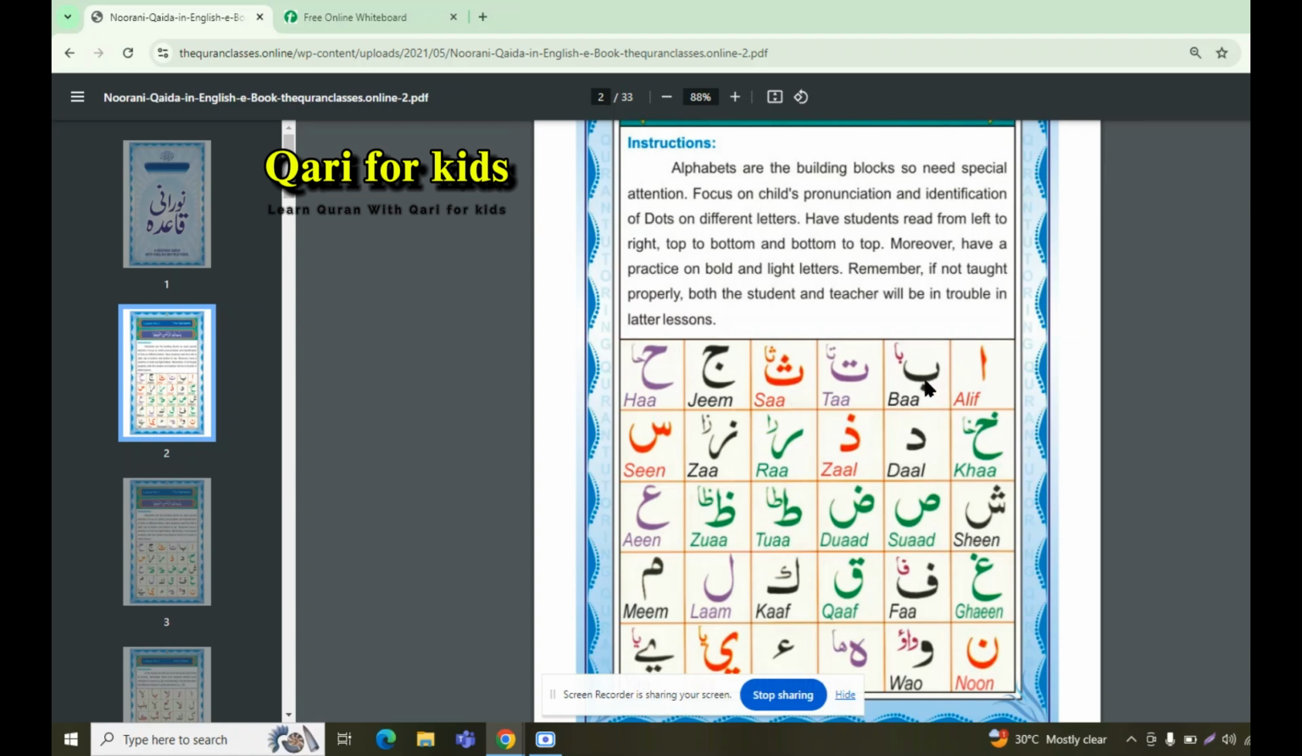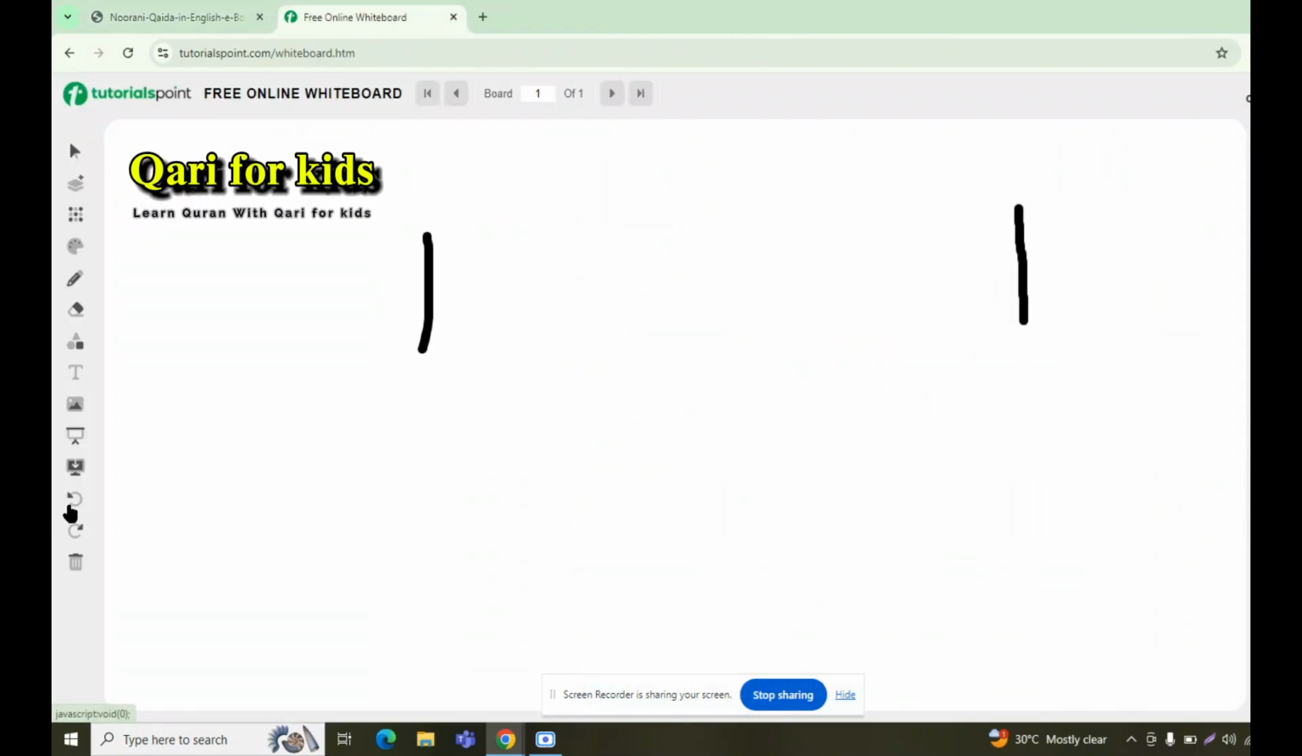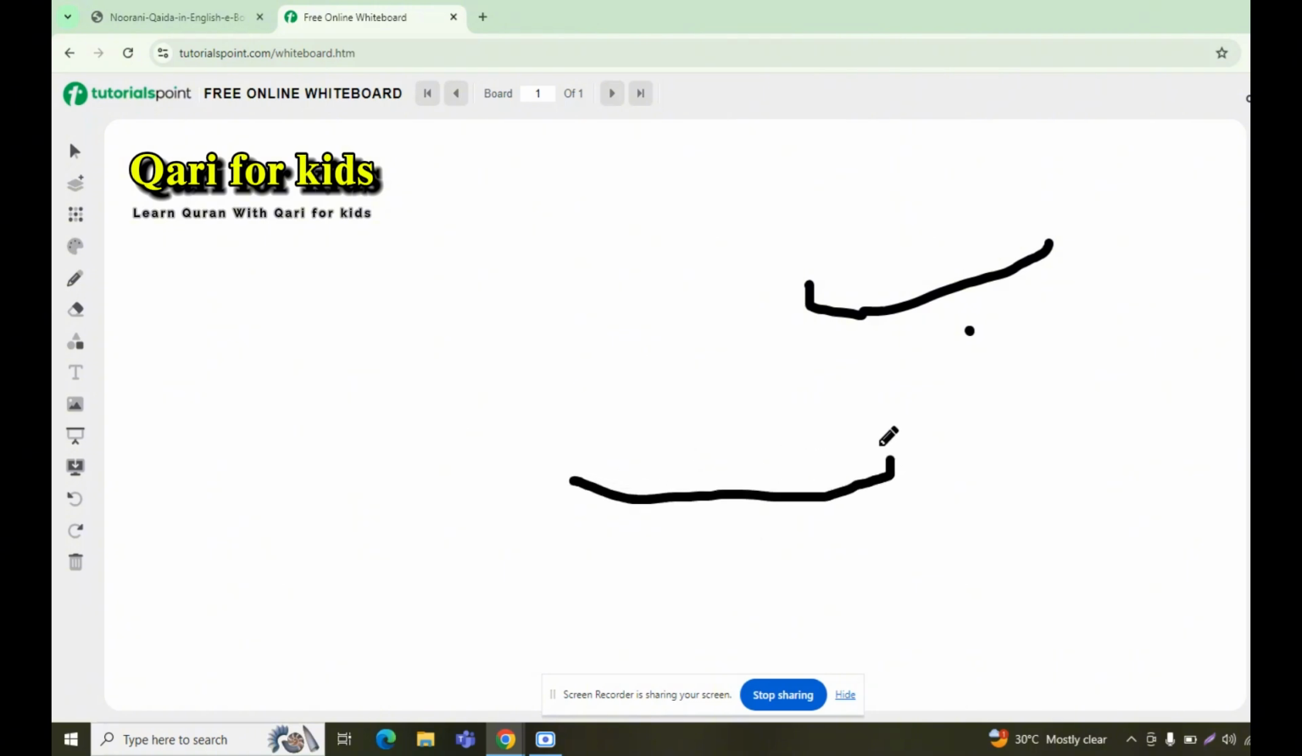This is Ba and its shape resembles a boat. Let me explain you. This is Ba and looks like a boat. I hope you understand.